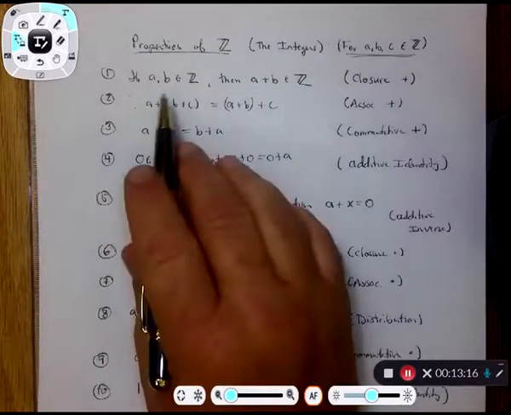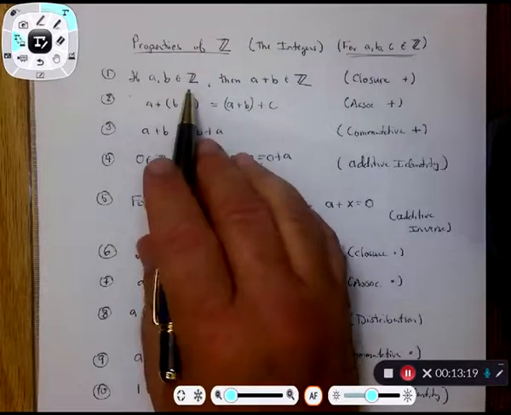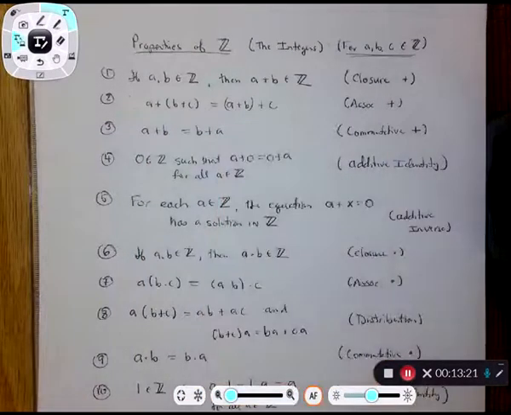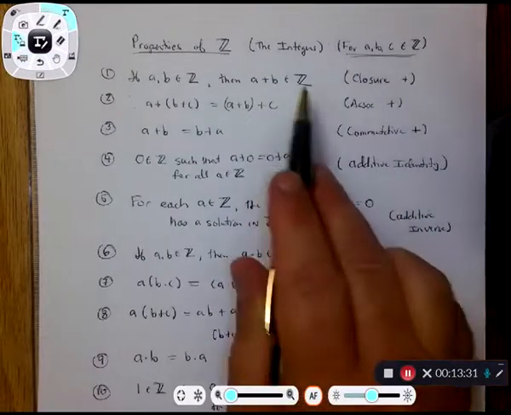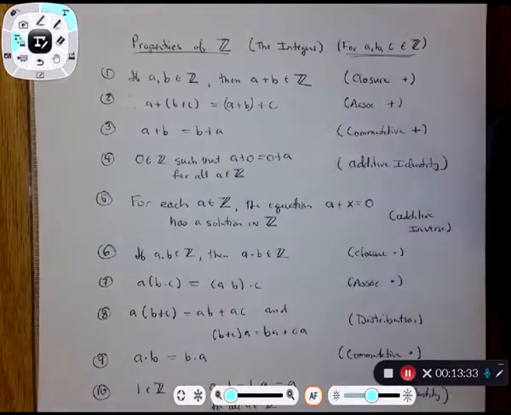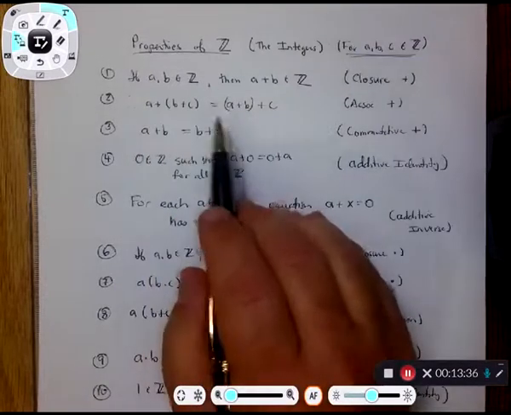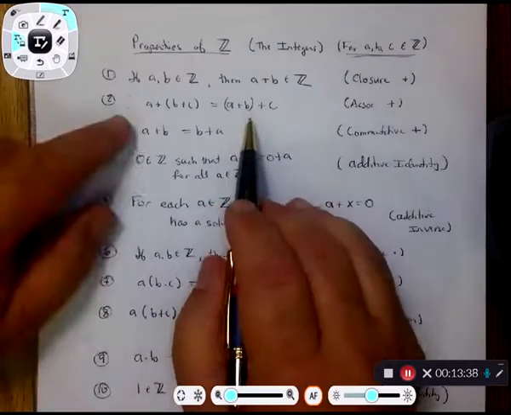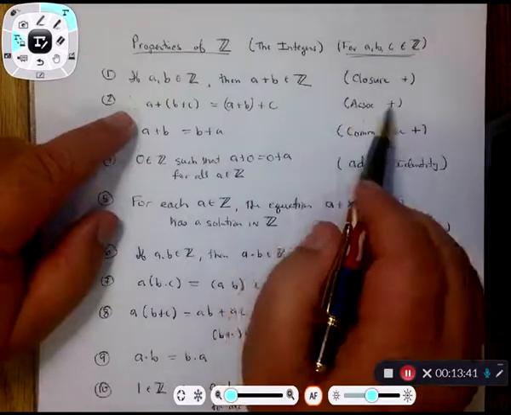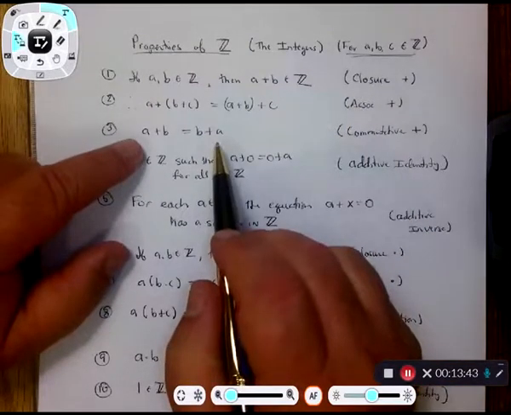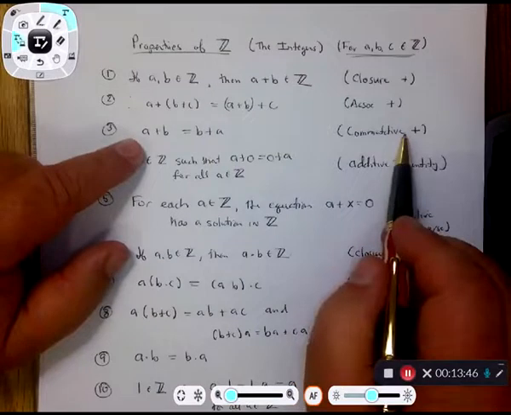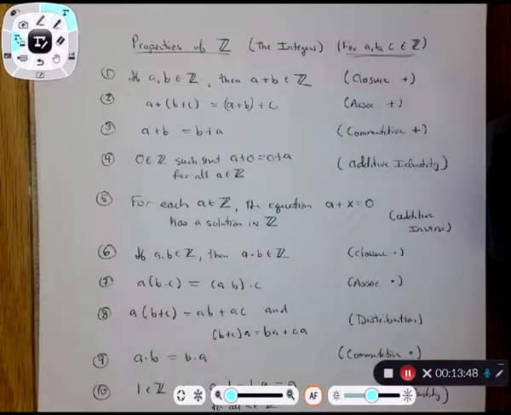So, if A and B are integers, Z is the integers here, then A plus B is an integer. That's called closure under addition, because we're taking two elements and we're going to add them, and they're still back inside my set, which is the integers. A plus B plus C is the same thing as A plus B plus C. Moving the parentheses around, that's called associativity under the addition law. A plus B equals B plus A, that is the commutative property. Okay, they commute. A plus B and B plus A are the same thing.